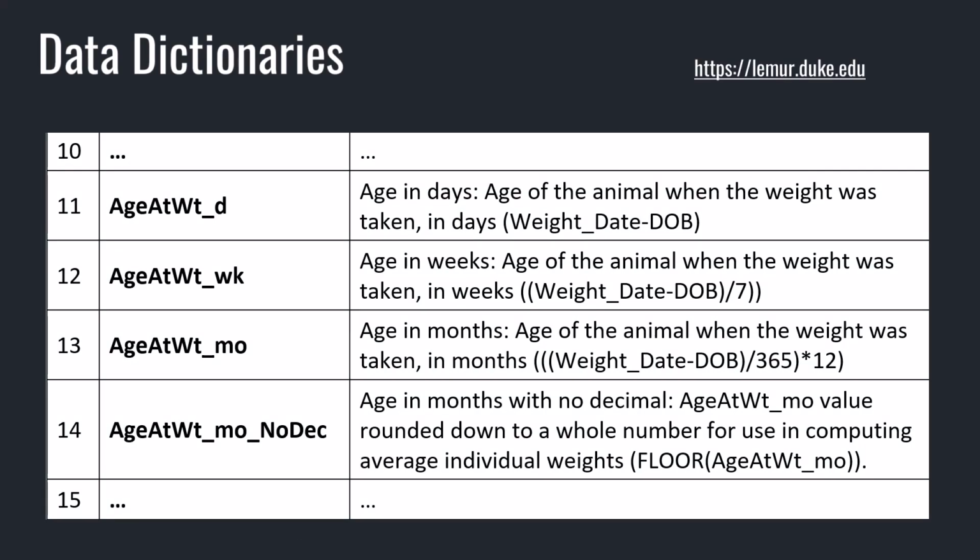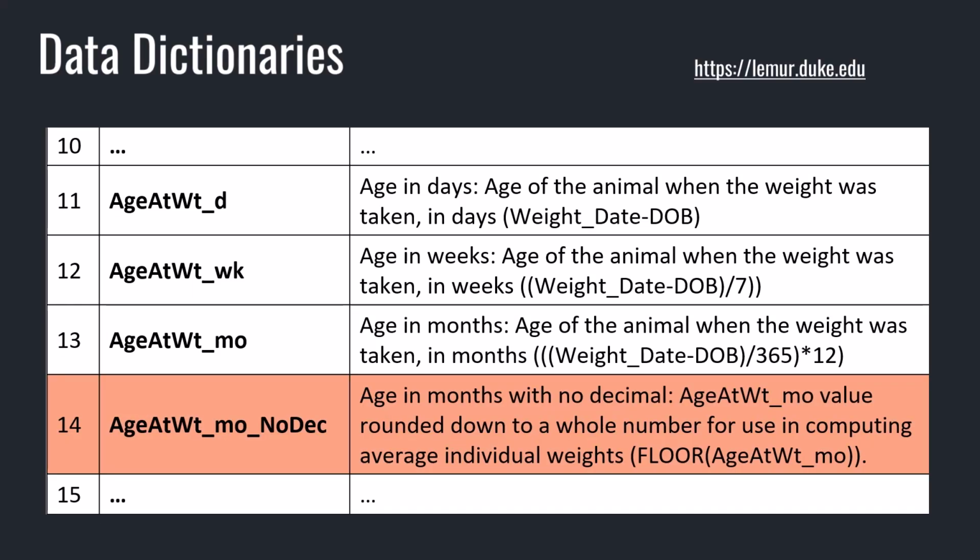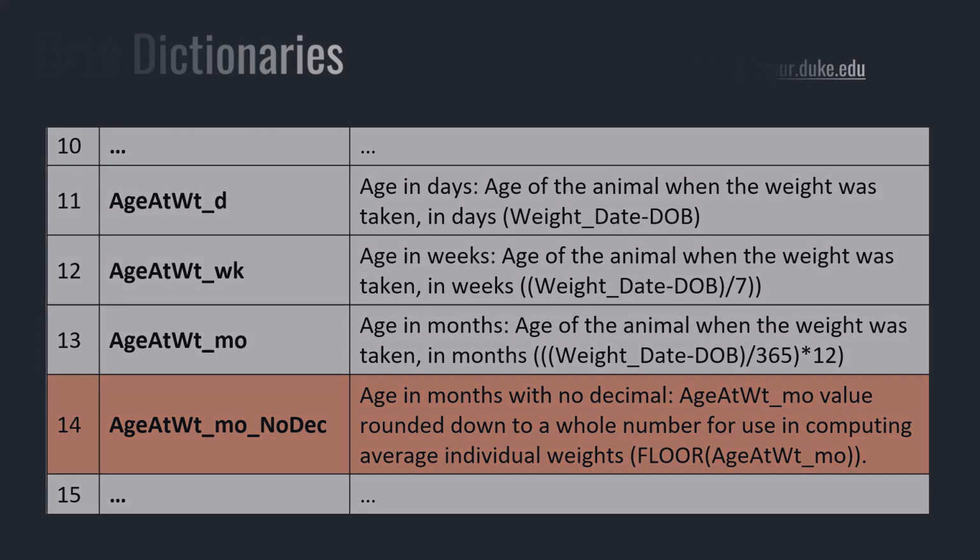Taking a closer look, the data dictionaries list variables one by one with an explanation for each. We see that age@wt_mo_no_des is the age in months for each lemur, with no decimal. It's the age@wt_mo value rounded down to a whole number for use in computing average individual weights of lemurs. The data dictionary explains what each variable name stands for, and in this case, that the column containing the variable was calculated from another column in the dataset and should only contain whole numbers.